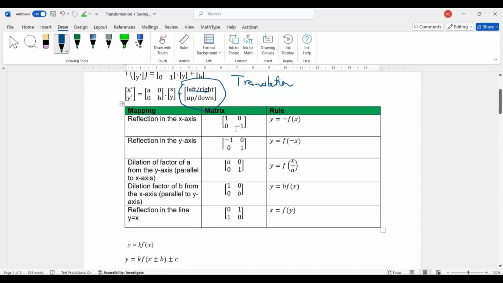Reflection in the x-axis changes the y, whereby reflection in the y-axis changes the x. So in a matrix format, it goes with the dilation factor of x from the y-axis. Our dilation factor we put in a fraction format, a dilation factor from the y-axis. A dilation factor from the x-axis, or parallel to the y-axis, will change the f of x function, whereby a reflection in the line y equals x swaps the x and the y, which is what you have in this diagonal here.